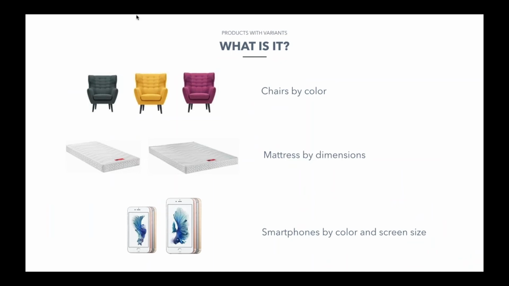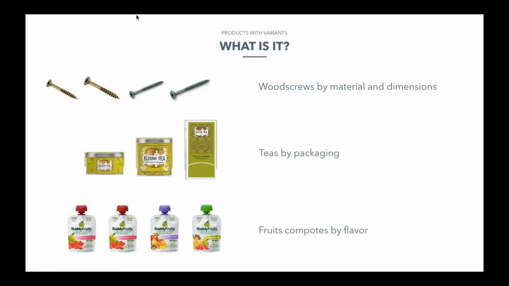Here are some other examples. Chairs available in different colors, mattresses with different dimensions for 1 person or 2 people, smartphones varying in color and screen size, wood screws available in different material and dimensions, teas by packaging, or fruit compotes with different flavors.